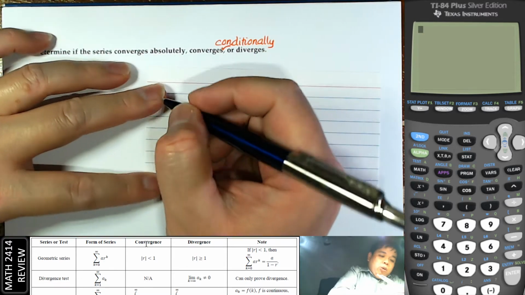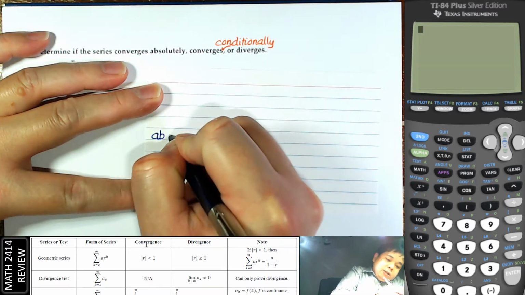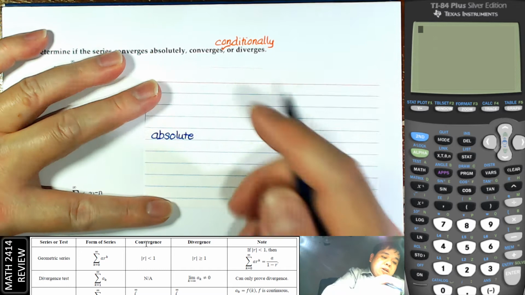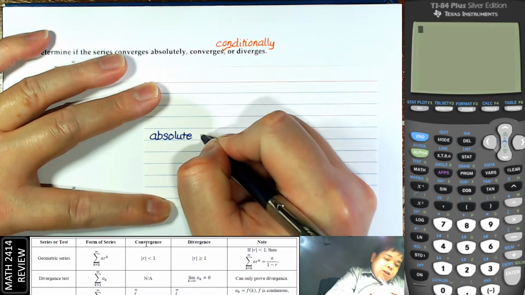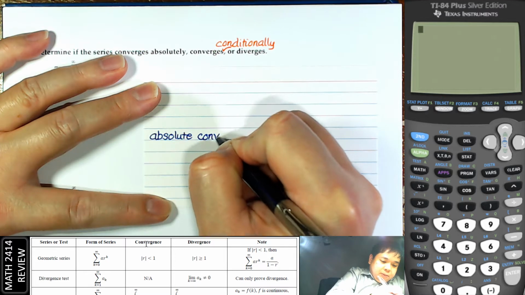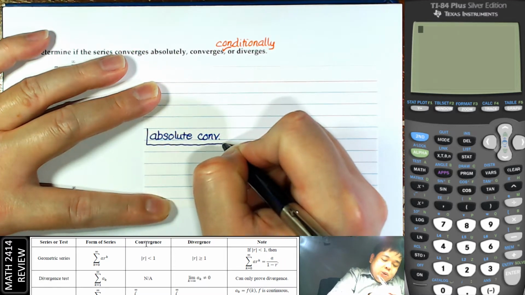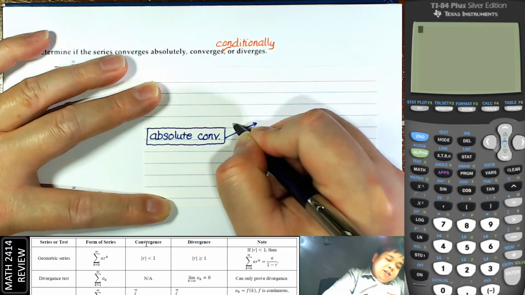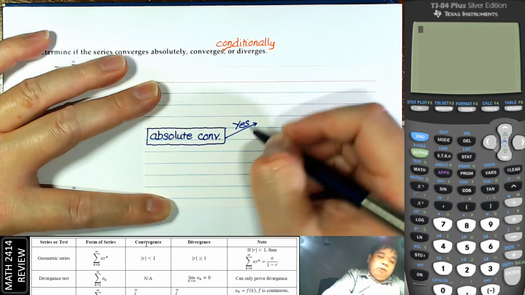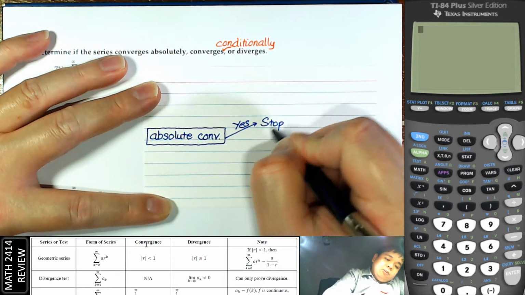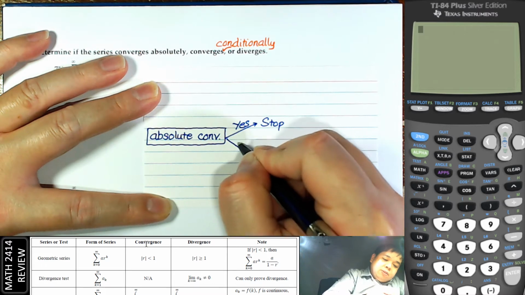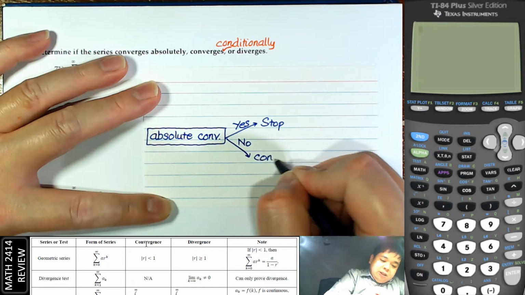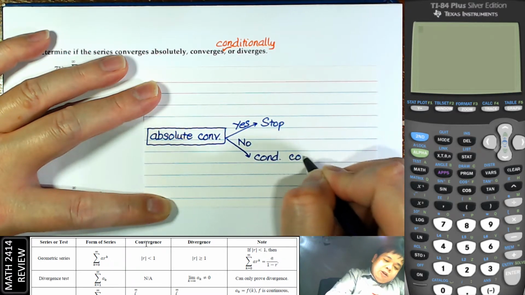So first, we will test for absolute convergence. That means we're going to put the absolute values into the term of the sequence and test for absolute convergence. So we test with the series with the absolute values. If it is yes, then obviously it is absolute convergent and we're going to stop. If it's no, we'll remove the absolute values and then test for conditionally convergent.